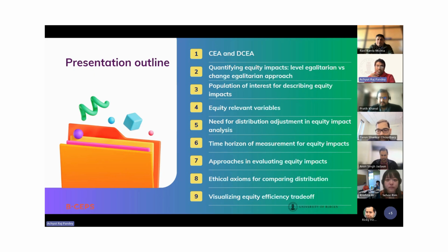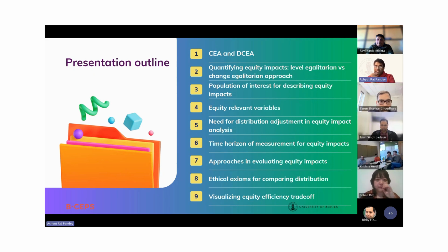The need for distribution adjustment and equity impact analysis, and also the time horizon of measurement, approaches in evaluating equity impacts, some ethical principles that may guide us in making comparison of the distribution, and finally, I will touch on the topic of visualizing equity efficiency trade-off.